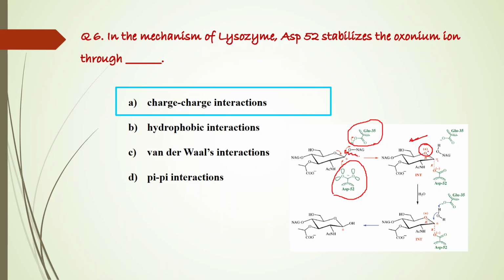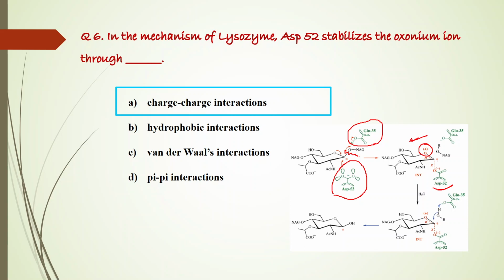But obviously this charged species needs to be stabilized by some counter interaction, because initially there was no charge, but now you have generated a positive charge. So, for the next step to happen, you also need to stabilize that positive charge, otherwise it would never form. It is very obvious. And then comes the role of Asp52.